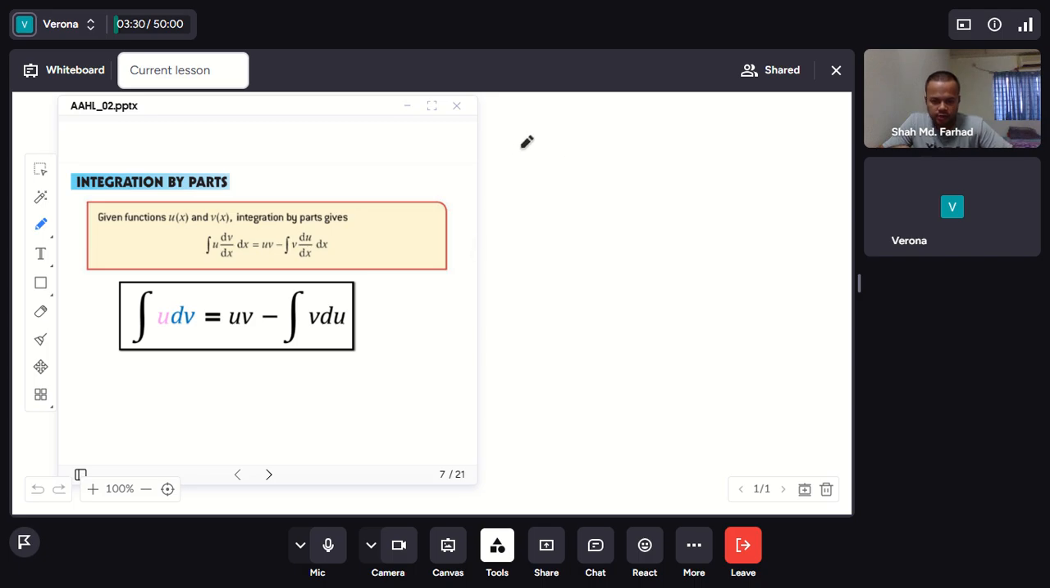That was just like this: integral of u v dx equals u times the integral of v dx, minus the integral of d/dx of u times the integral of v dx, and the whole integral dx. Yeah, I have discussed this formula.